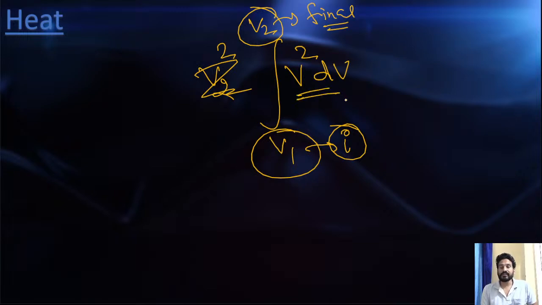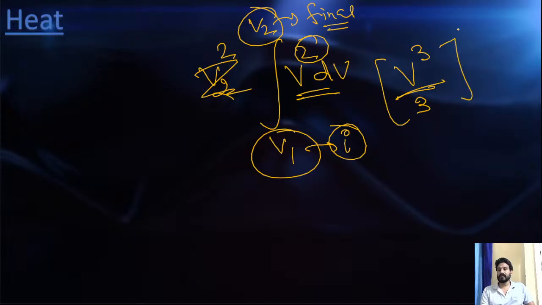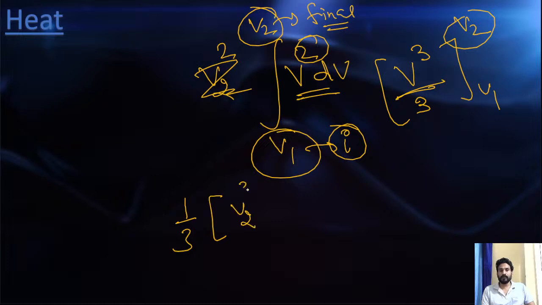What is the integration of this? It is V cube divided by 3. V square dV integration is V cube divided by 3. Yes or no? Just increment the power by 1 and divide by the same number. And just put the limits here, V2 and V1, right? You can take out 1 by 3 common, so it is V2 cube minus the lower limit V1 cube.